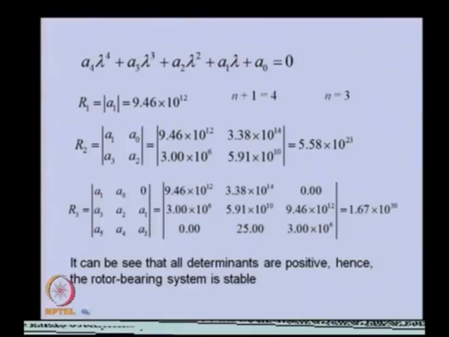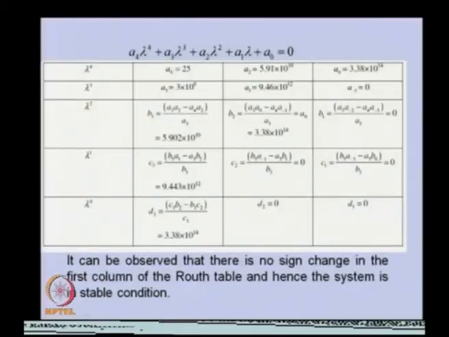Now, the same thing we can calculate with the Routh table. In place of these coefficients I have given the numbers also, and with these formulas we can calculate the coefficients in this particular column, and we can see that all are positive in this case also. So, by this we can conclude that the system is stable, and if there is a sign change in any of these, then the system will be unstable.